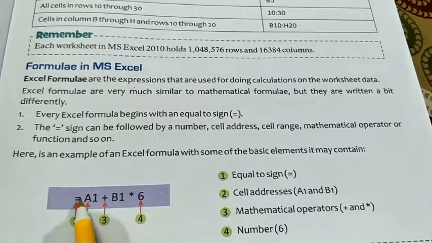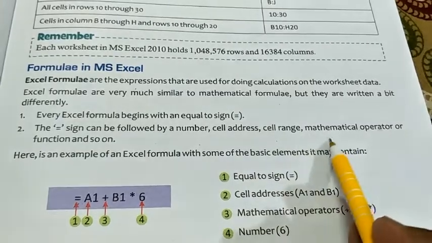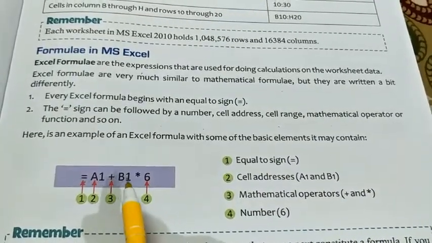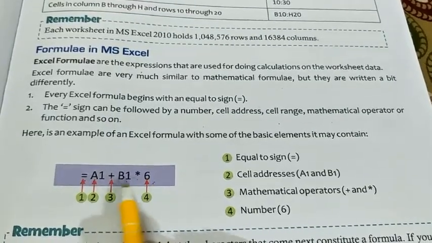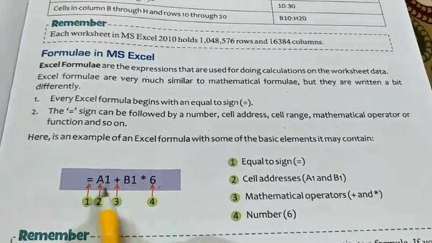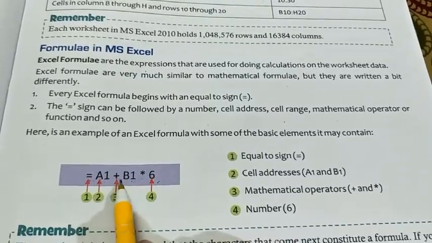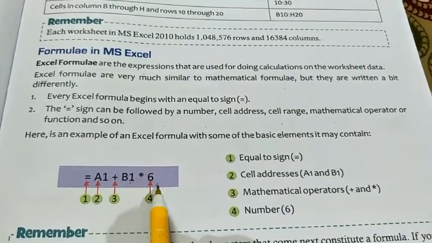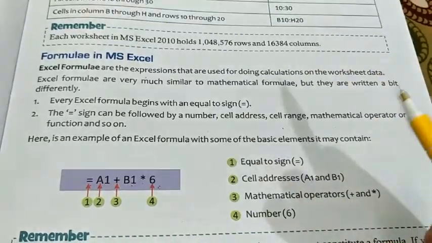So after that you can use what? A number, cell address, cell range, or any mathematical operator like that. If you want to do multiplication, then we'll use B1 into 6, and if you want to add A1 to this, then you can write it in this way: the value of cell address A1 plus the value of cell address B1, and that will be multiplied by 6. After that the result will be calculated by MS Excel automatically.